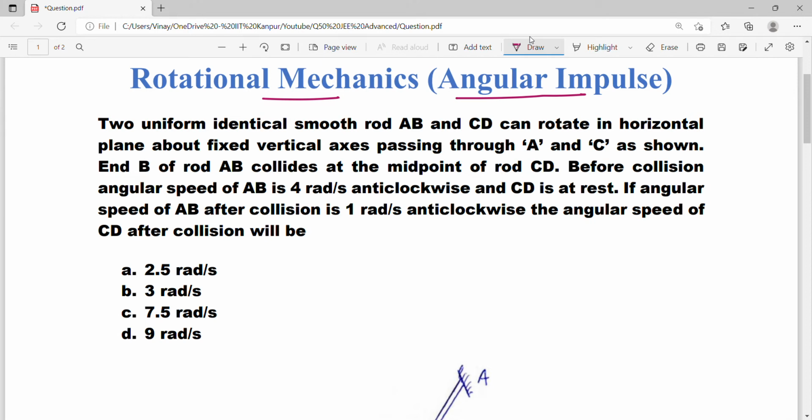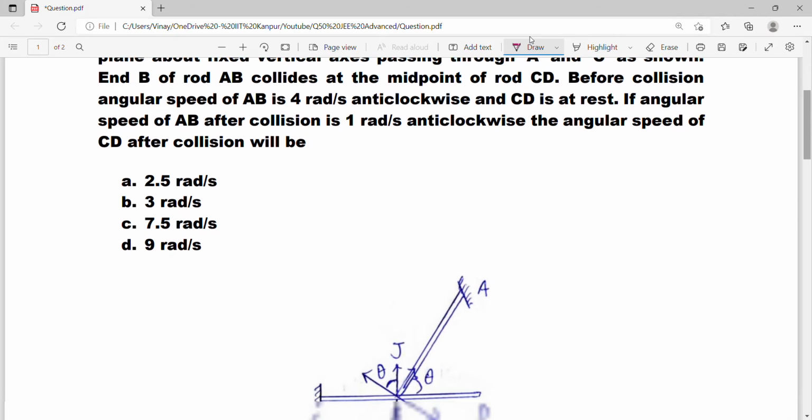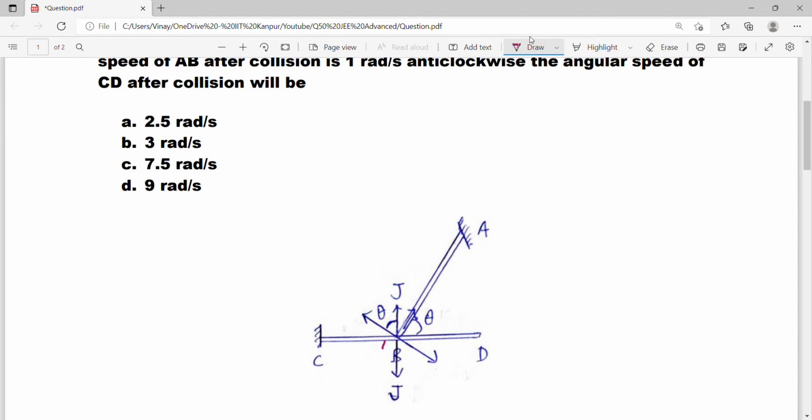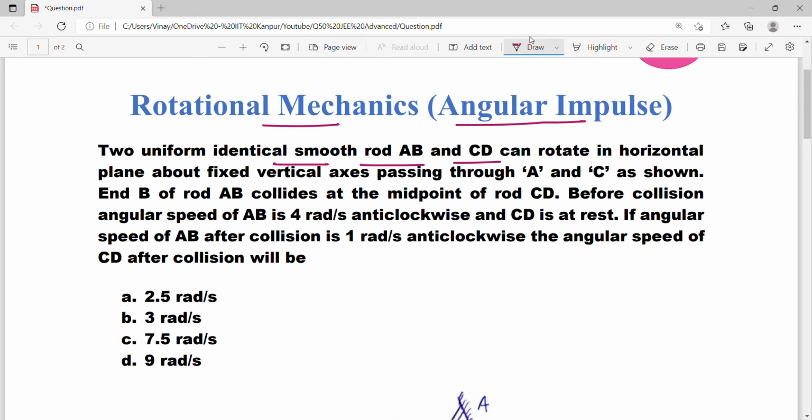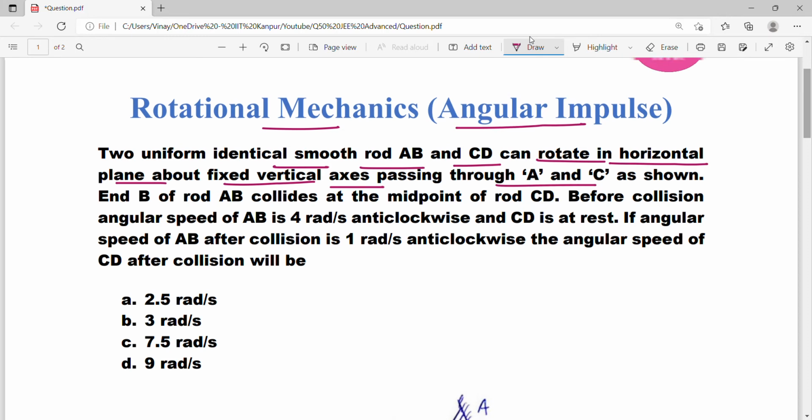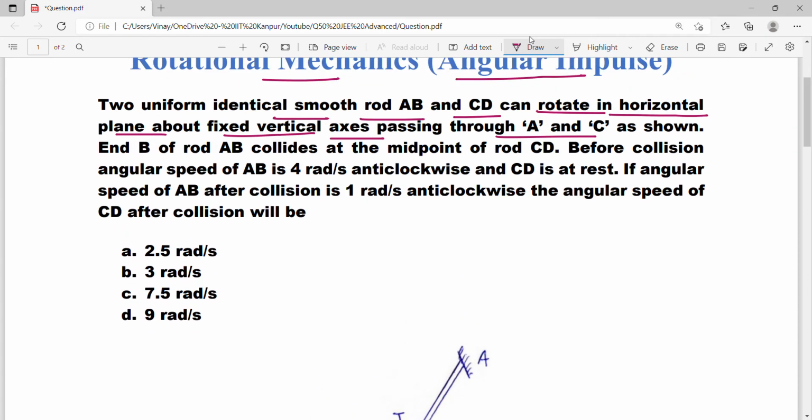Two uniform identical smooth rods AB and CD. The figure is given to you. This is point B, right? AB and CD, two smooth rods are there. They can rotate in a horizontal plane. So underline this word in your mind, horizontal plane. There's no vertical motion, so there won't be any weight acting on it. About fixed vertical axes passing through A and C. There are two vertical axes at A and C, about which they are hinged, or you can say fixed.